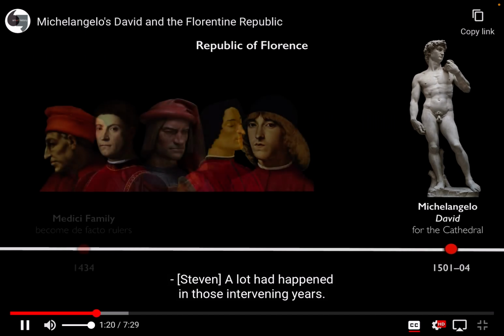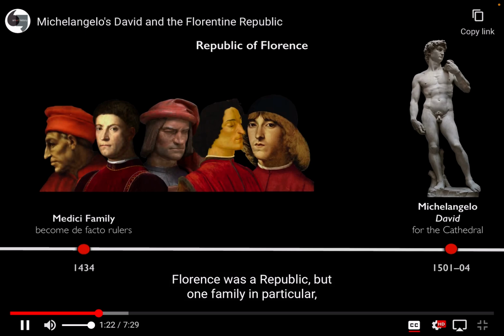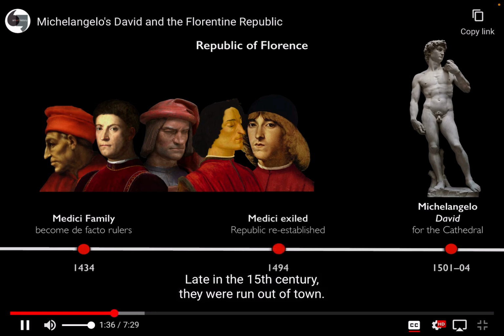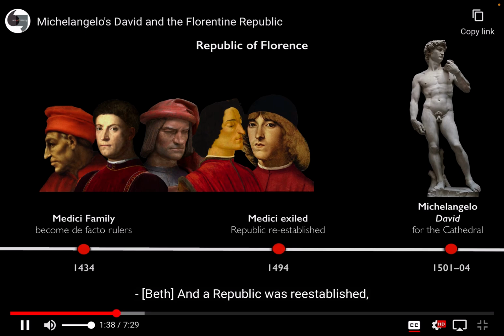A lot had happened in those intervening years. Florence was a republic, but one family in particular, the Medici, a banking family, took more and more control over the course of the 15th century until they were really sole rulers of the city, but still under the guise of the republic. Late in the 15th century, they were run out of town. And a republic was reestablished.